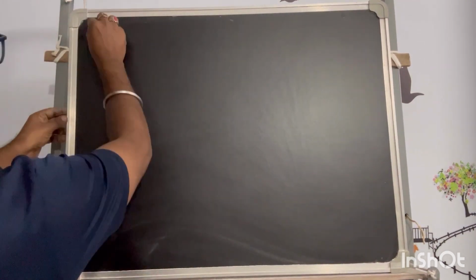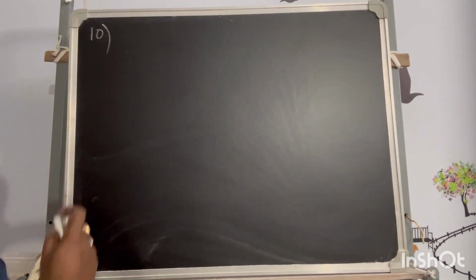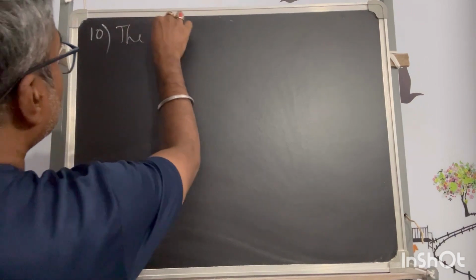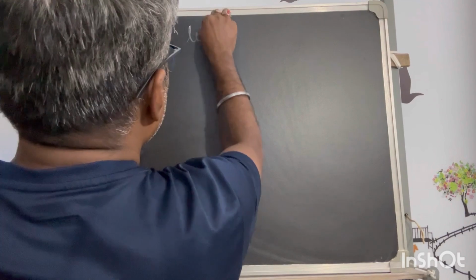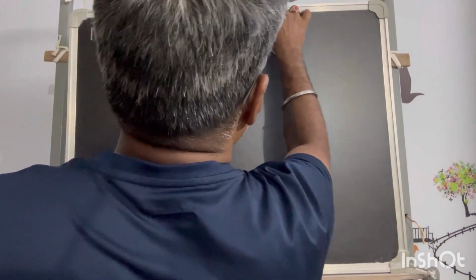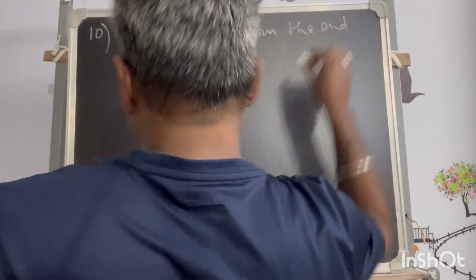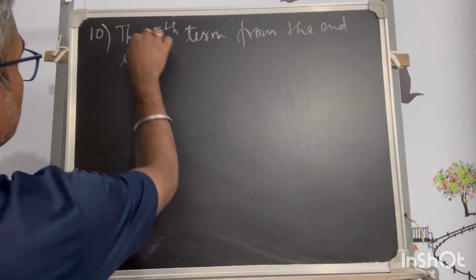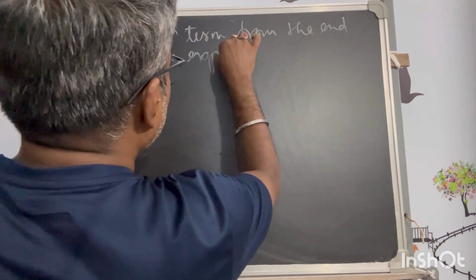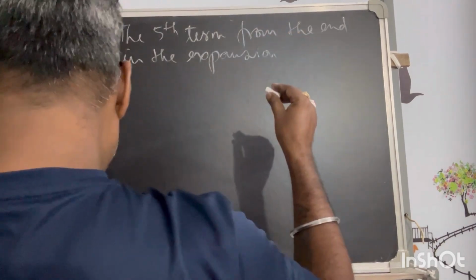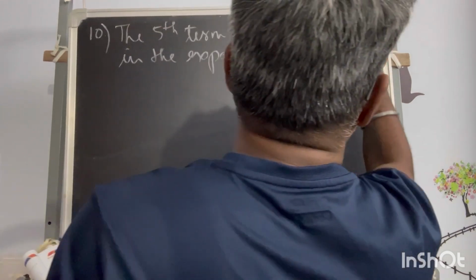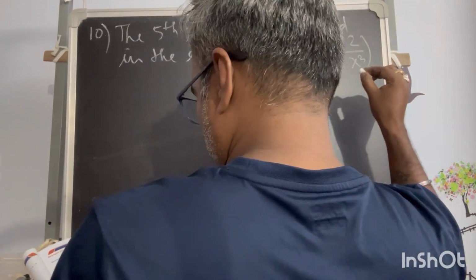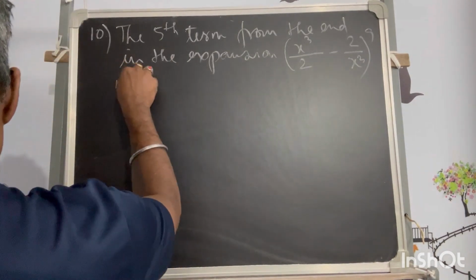The next problem is number 10. The fifth term from the end in the expansion of (x cube by 2 minus 2 by x cube) whole to the power 9 is what?